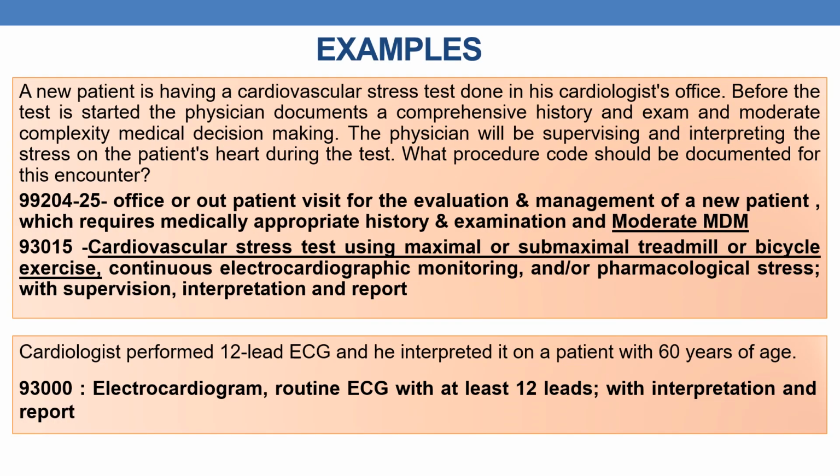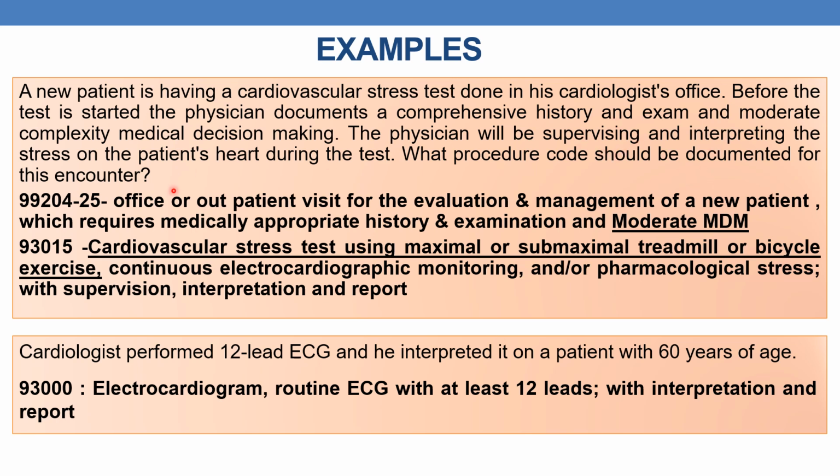Now let us see examples. A new patient is having a cardiovascular stress test. Here the patient is having the cardiovascular stress test done in his cardiologist's office. Before the test is started, the physician documents a comprehensive history and exam and a moderate complexity MDM. And the physician will be supervising and interpreting the stress on the patient's heart during the test. So interpretation and report is also there. What procedure codes should be reported for this encounter?